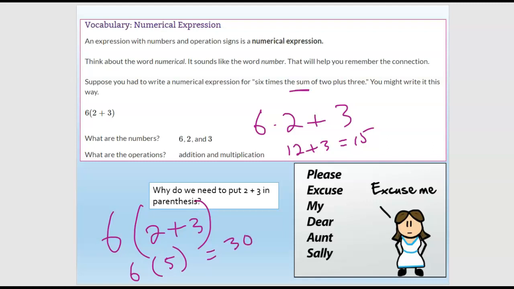Much different than 15, right? It'd be a completely different value. So 6 times 2 plus 3 is not the same as 6 times the quantity of 2 plus 3.